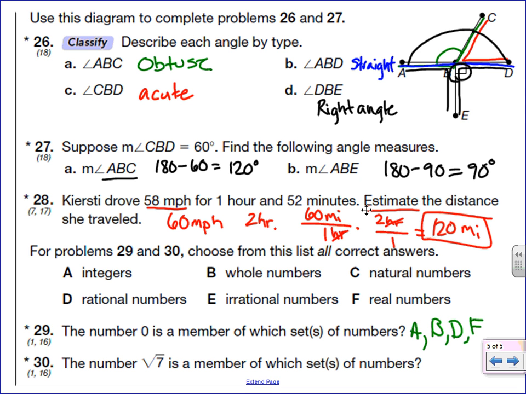The number square root of 7 is a member of which set of numbers? Well, since 7 is not a perfect square, when I take the square root of it, it's going to be an irrational number, which means it's not an integer, because that only includes whole numbers. It's not a whole number, it's not a natural number, and it's not a rational number. So the only other one is a real number, because real numbers include both rational and irrational numbers.